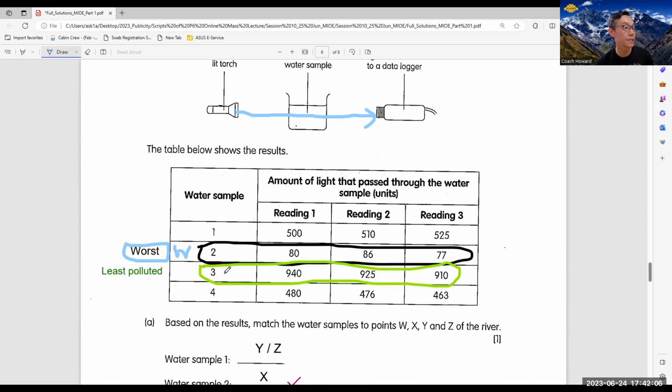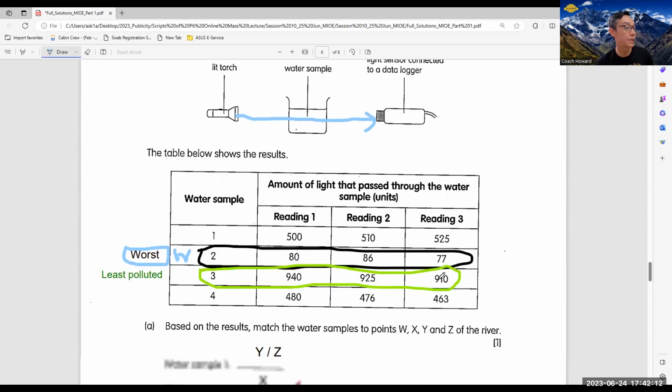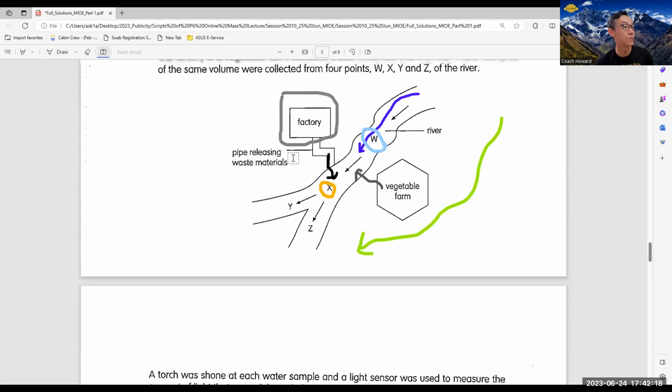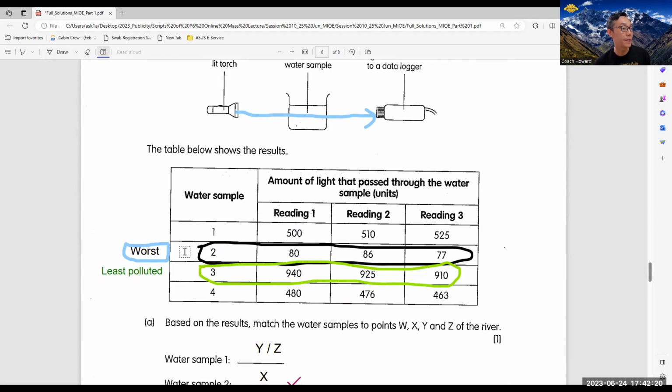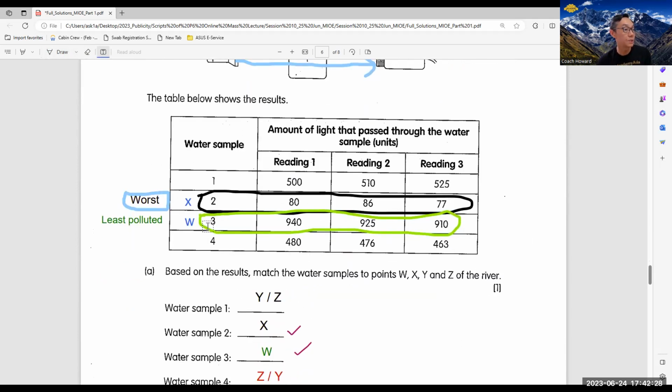Okay. And then the least polluted has the highest amount of light intensity. That will be, sorry, I put it wrongly. The worst is not W, which one is it? If you look at here, worst is X, sorry. So you put an X here. Okay. Least is W. Okay. So you transfer the answer below. So sample 3 is W and X.